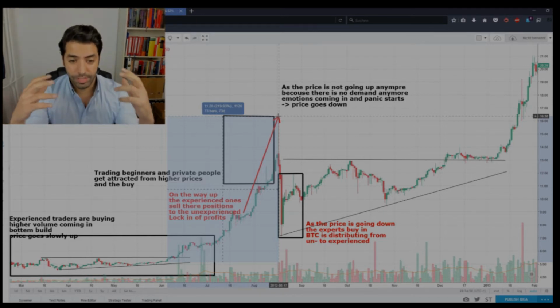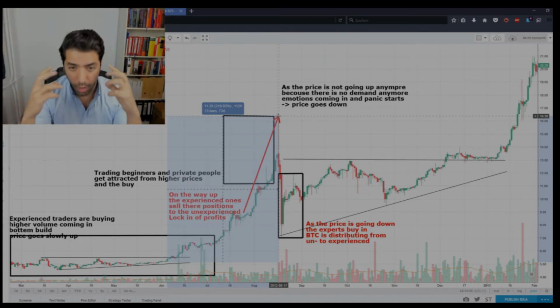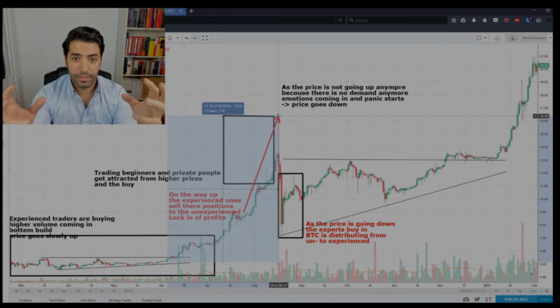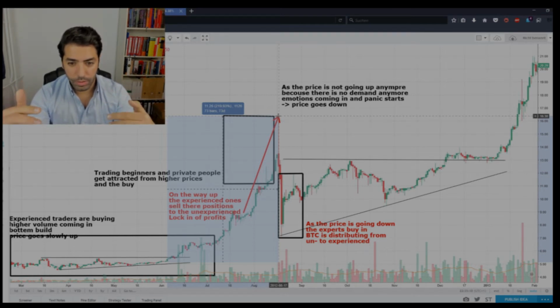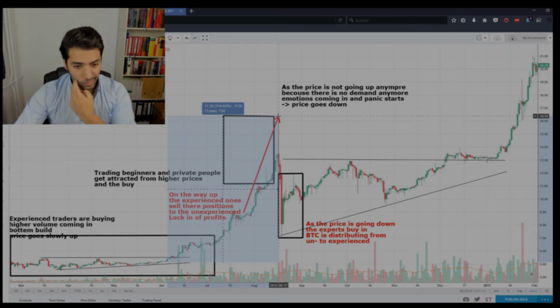So what I wanted to tell you is that as a trader, you have to think about how other market participants are behaving in the market, where they went into their positions, and when they could sell. You have to think about what other traders are actually doing. And what you get out of this is that there are more experienced traders who bought already.